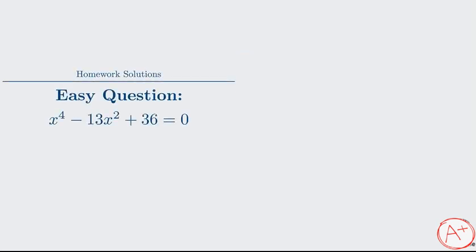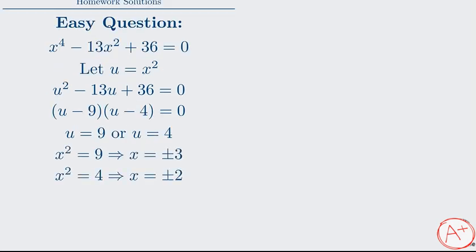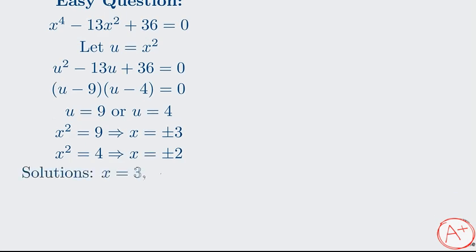First, the easy question. We have x to the power of 4 minus 13x squared plus 36 equals 0. Let u equal x squared. This gives us the quadratic equation u squared minus 13u plus 36 equals 0. Factorizing, we get u minus 9 times u minus 4 equals 0. So, u equals 9 or u equals 4. Back substituting, x squared equals 9 leads to x equals plus or minus 3, and x squared equals 4 leads to x equals plus or minus 2. The final solutions are x equals 3, negative 3, 2, and negative 2.